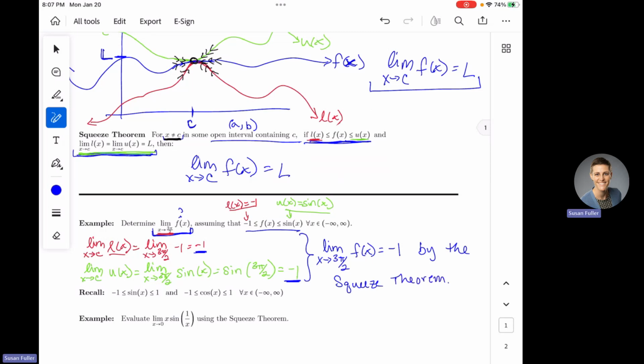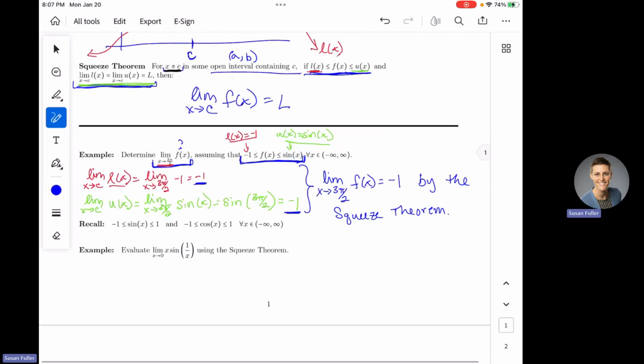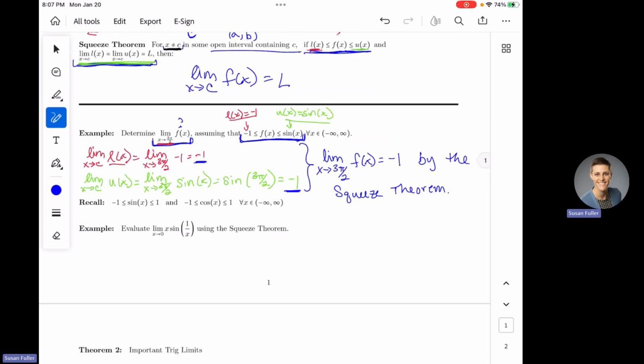So that is how you're going to use the squeeze theorem. A lot of times you will have to be given these upper and lower functions because these aren't always very easy to come up with. But sometimes you won't be given those upper and lower functions. The cases where you won't be given them and you're going to need to find them are going to be with sines and cosines.